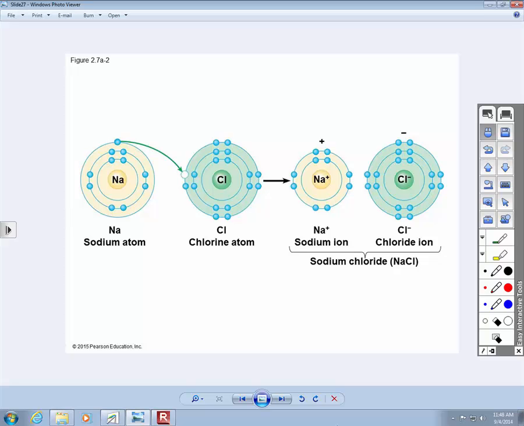It's positive. And then chlorine, you had 17 positive protons and 17 negative electrons, but if I gain 1, that gives me 18 negative electrons. So it would have 17 positive protons and 18 negative electrons. I have 1 more extra negative electron. So chlorine obviously would carry with it a negative charge.